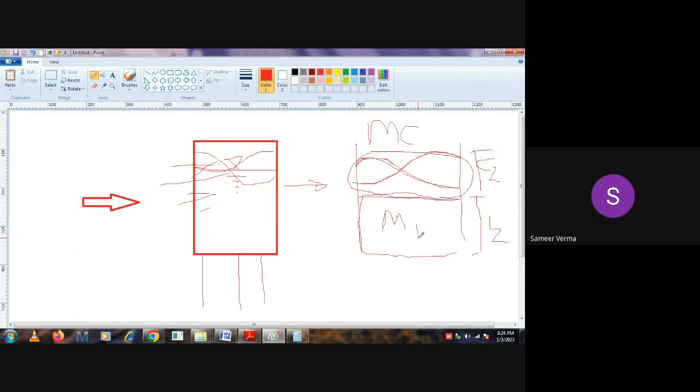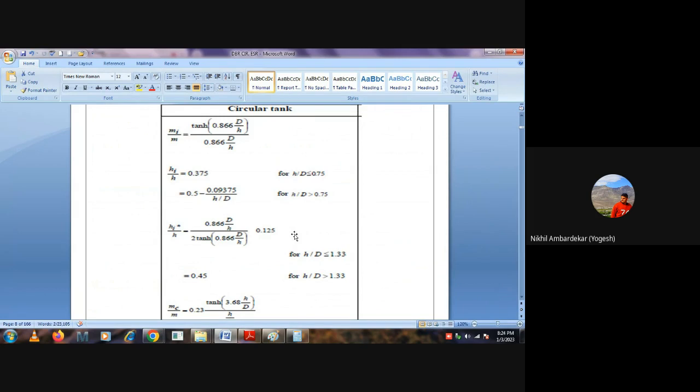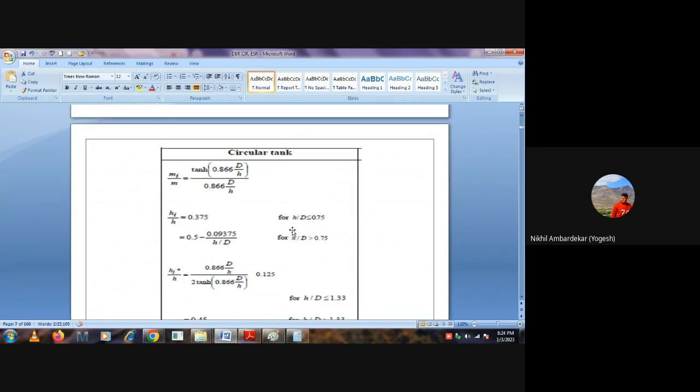Yes, sir. So our next step is to calculate the impulsive and convective mass of the liquid. How to calculate? The code gives us some empirical formulas. There is no derivation or proof. The code gives very simple empirical formulas, and based on that you can calculate the impulsive and convective mass of the structure. These formulas are directly copied from the IS code.